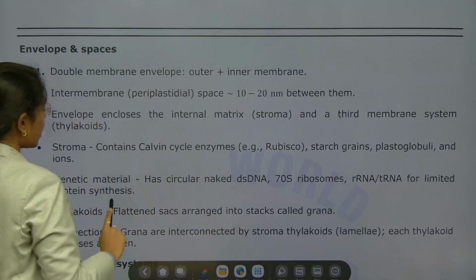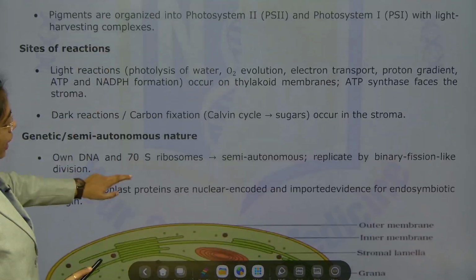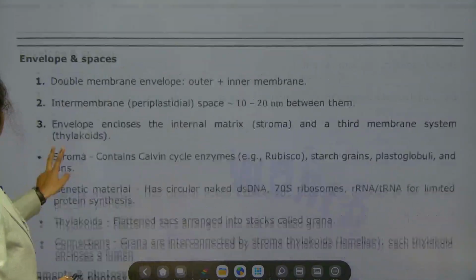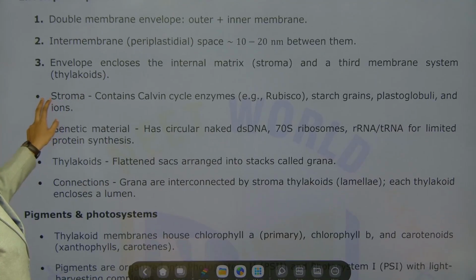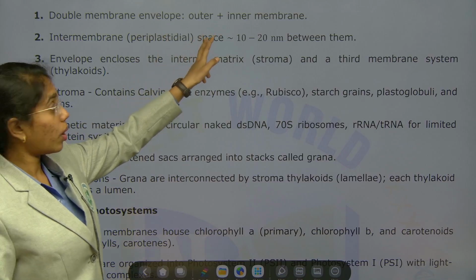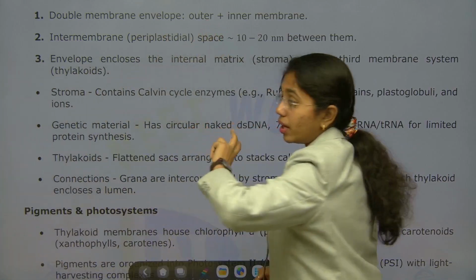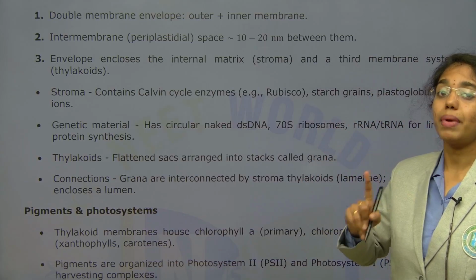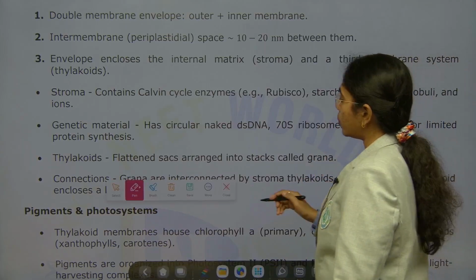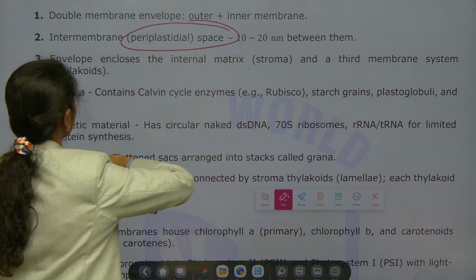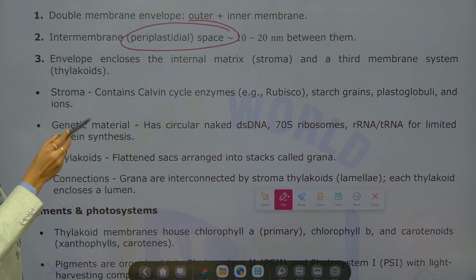And here also I will recommend first to draw the diagram and then go for the explanation. Okay, so started with outer membrane. It is a double membrane bound organelle, with outer and inner membrane, where the space between outer and inner membrane is addressed as periplastidial space. Fine, right? And the envelope will enclose a matrix.